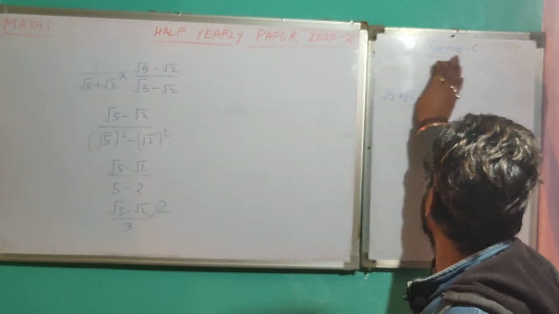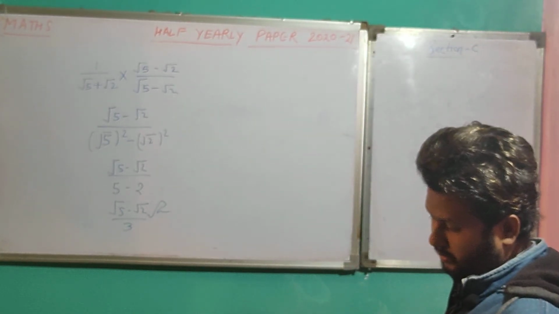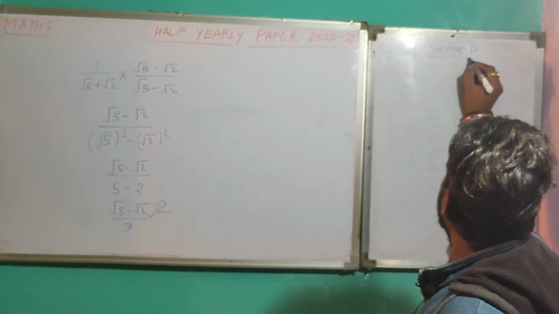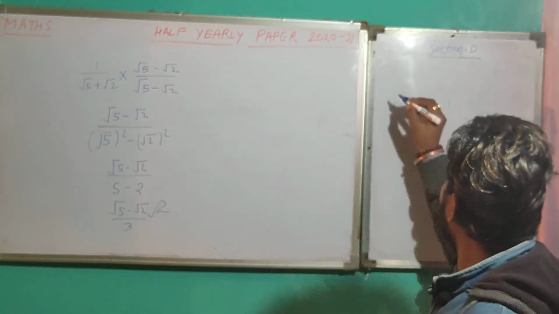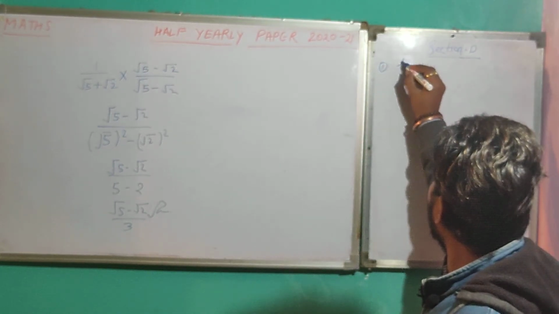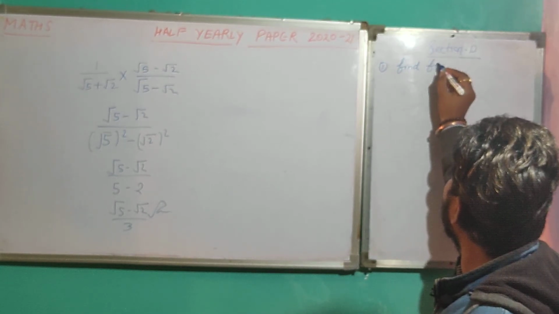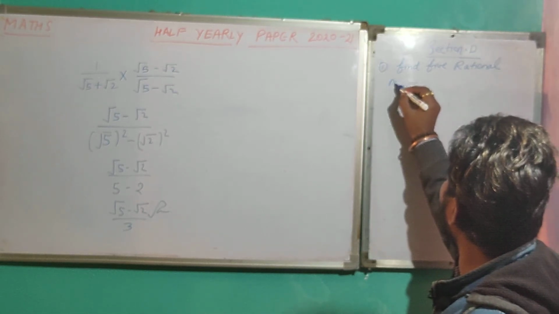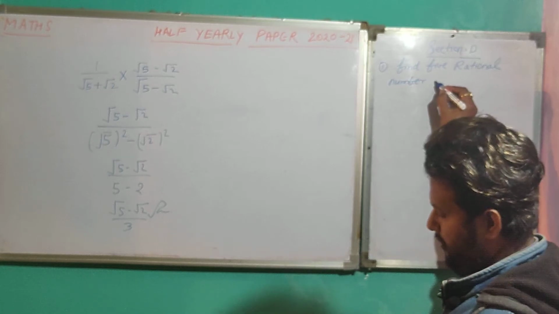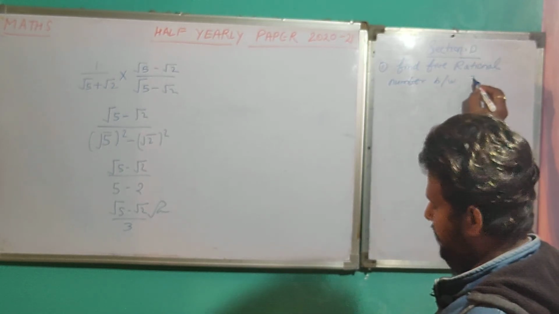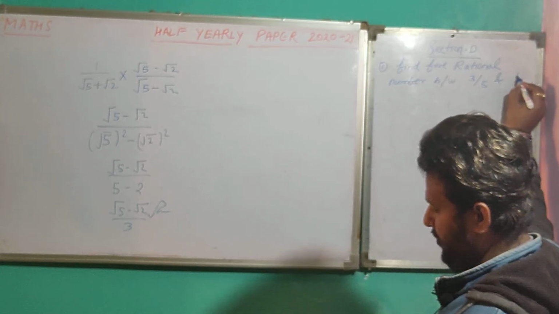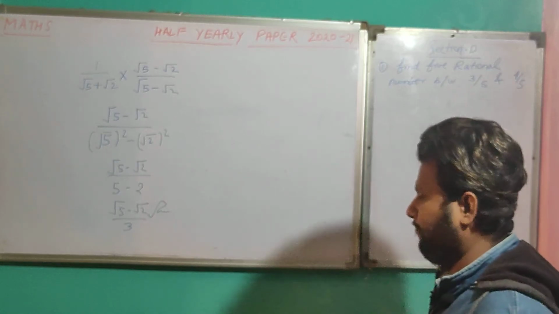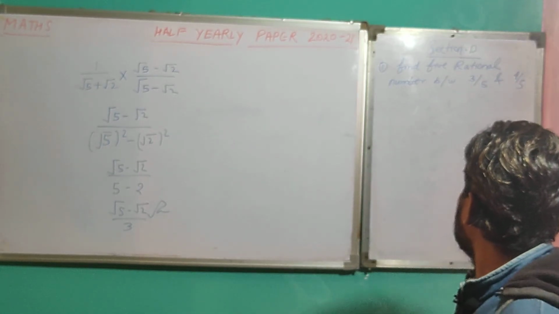Next question from section D. Okay, next question from section D. What is the first question? Find 5 rational numbers between 3 by 5 and 4 by 5. Okay, we have to find 5 rational numbers.